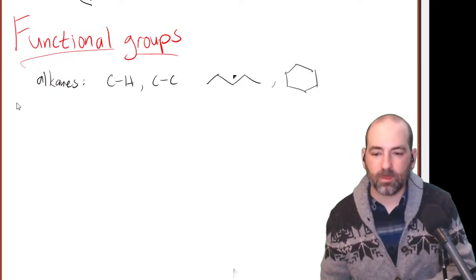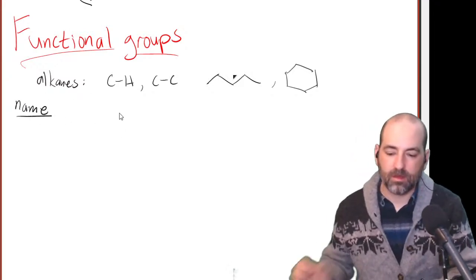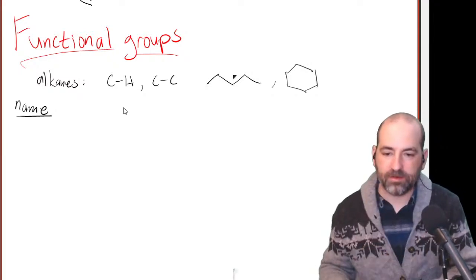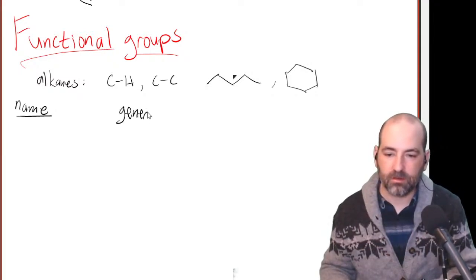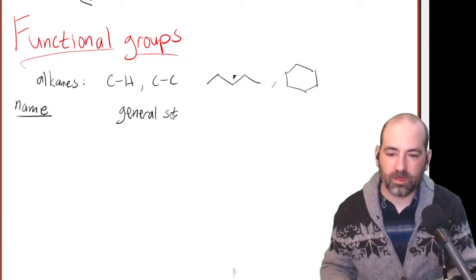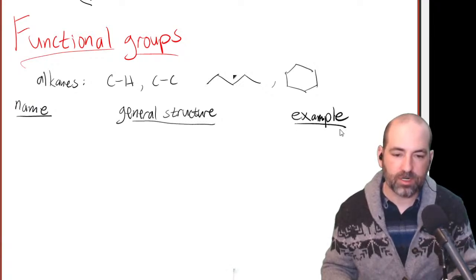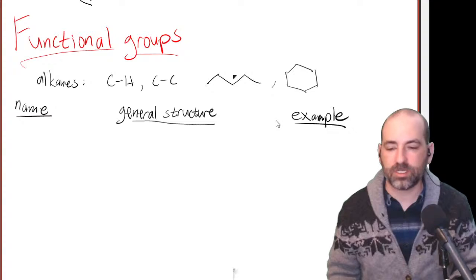And let's make a table where we have a name. And then we'll have a general structure. Like, what are we looking for in general? And then we'll give an example of an actual structure that has this particular functionality.